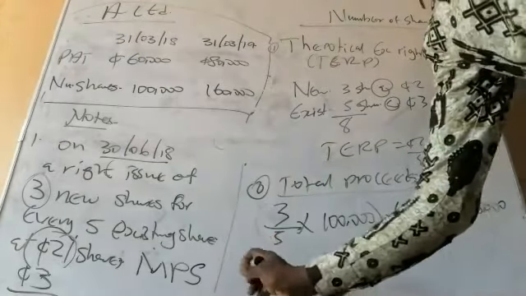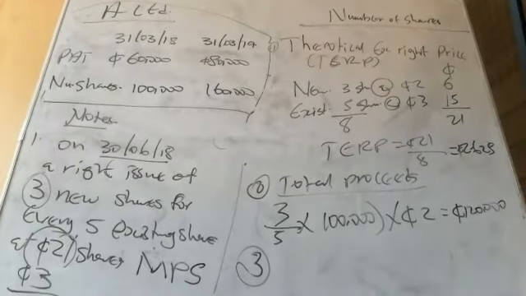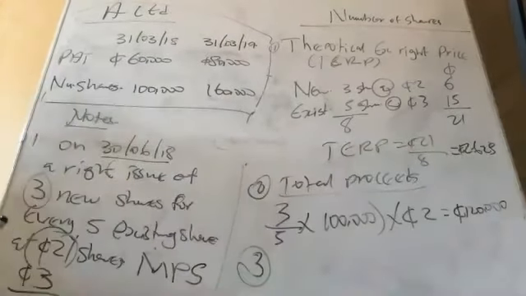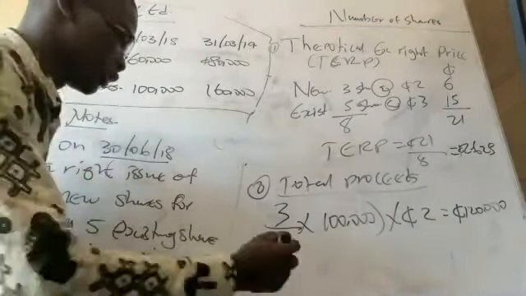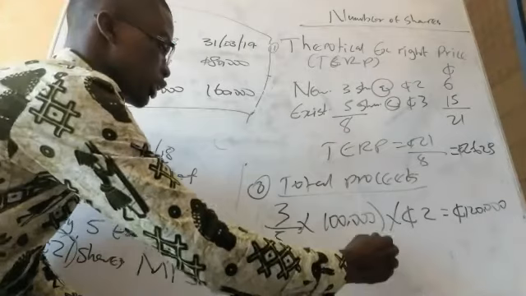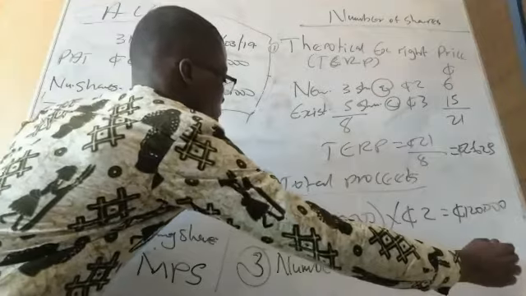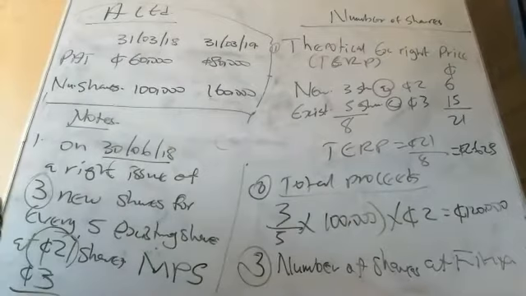Let's go to step 3. Step 3. Get the number of shares at full market price. So the number of shares at what? At full market price. Number of shares at full market price. That is step 3. Number of shares at full market price. Good. And it says step 2 divided by what?